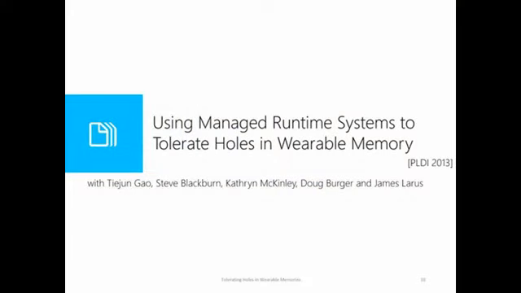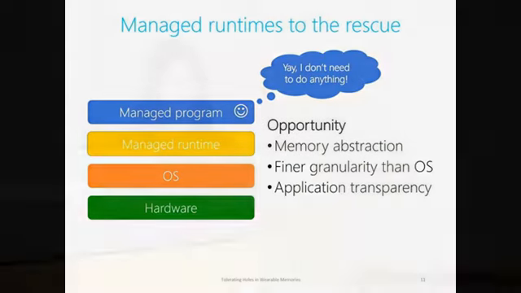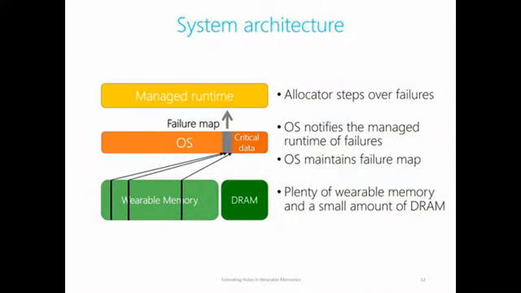The next one is how to leverage and reduce the granularity of failures so that we can reuse more of the bits in pages that have failed. The idea here is to use the memory abstraction that a managed runtime offers to hide the failures, and with that, not require any changes from the actual application. And so here's what this system would look like. It's the same system I showed you before, where the critical data is stored in memory that does not have the wear problem.